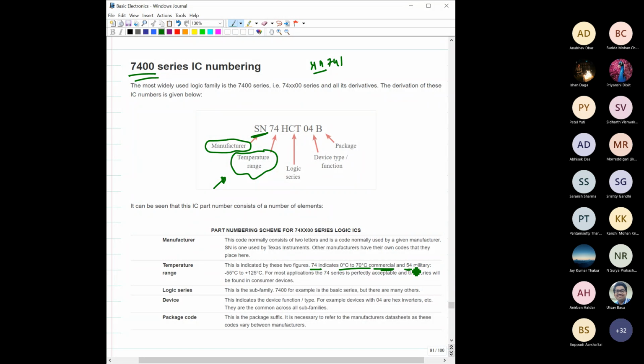Whereas if, instead of 74, it is 54, then it would be minus 55 degrees to 125 degrees. This is for military applications.